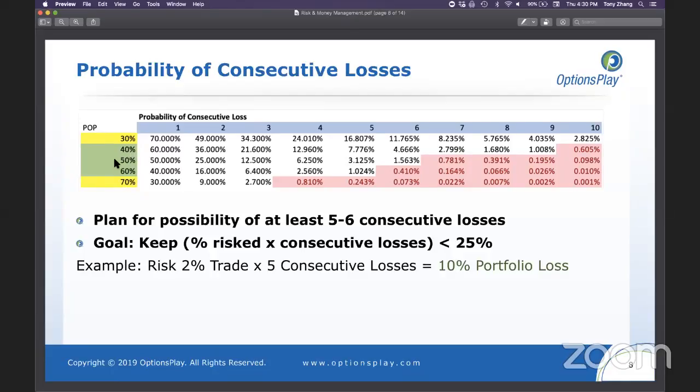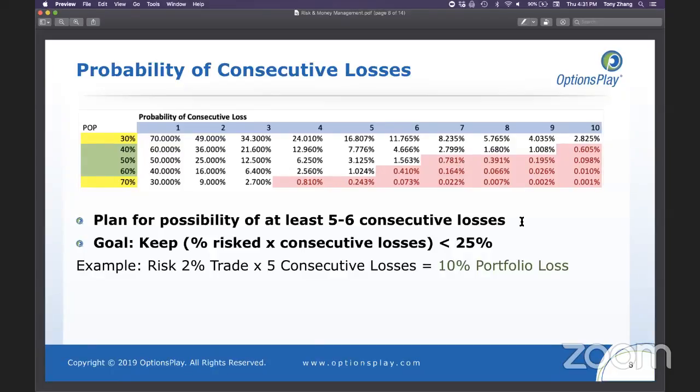But if you see anywhere from 40 to 50% or 40 to 60% win rate, for you to have 5 consecutive losses at a 50% win rate, it's about a 3% chance of that happening. So fairly low probability. As you get to 7, you start going under 1%. So everything that's highlighted in red is anything under a 1% chance of having this number of consecutive losses. So if you have a 50% win rate, to have 7 consecutive losses in a row is only going to happen roughly less than 1% of the time.